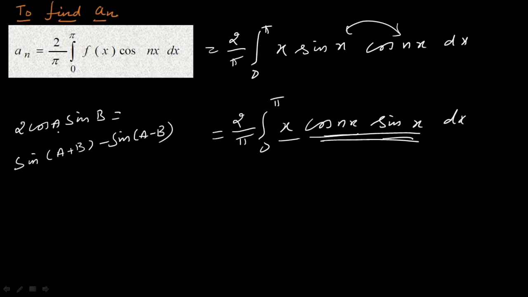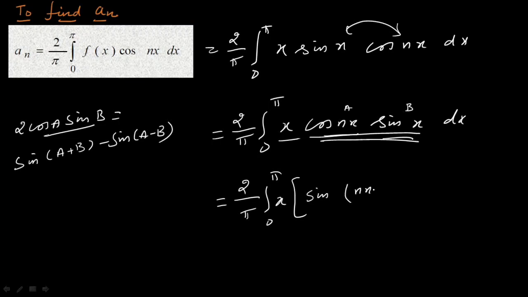But here we have only cos A sin B, so you take this 2 to the other side. That is 2 by pi integral 0 to pi x, and this is of the form cos A sin B, so sin of A plus B, where this is your A and this is your B. Sin of n x plus x, minus sin of n x minus x, dx.